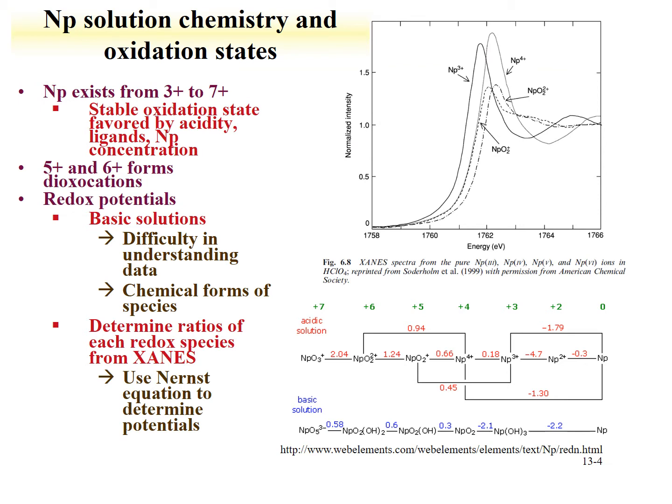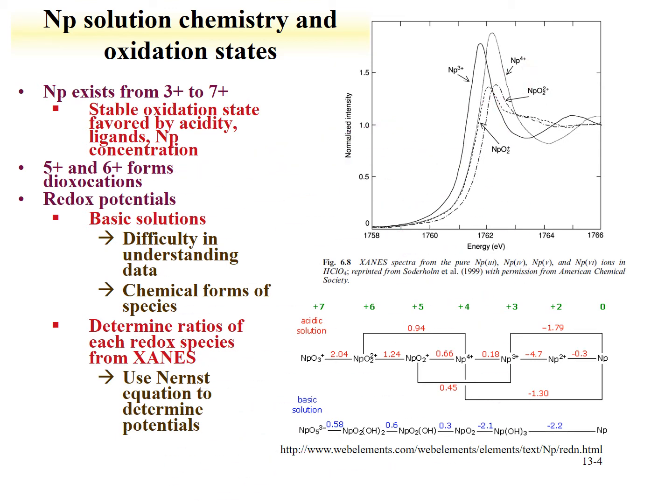Neptunium has a range of oxidation states that are available in solution, from the +3 to the +7. The most stable oxidation state, as we'll see, will be the +5. However, other states can be stabilized based upon acidity, ligands available, and even the Neptunium concentration. Similar to uranium, +5 and +6 oxidation states form dioxo cations, as shown here.